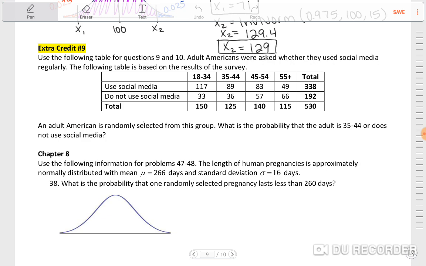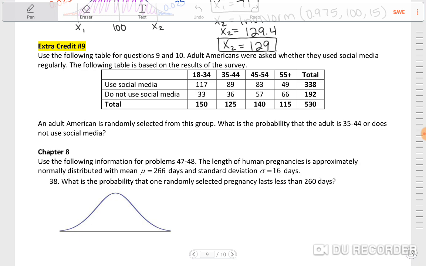An adult American is randomly selected from this group. What is the probability that the adult is 35 to 44 or does not use social media? Your keyword there is "or." Okay, I'll leave it at that. Make sure you look on your formula sheet, chapter 5, for the probability formulas. That'll help you with that.